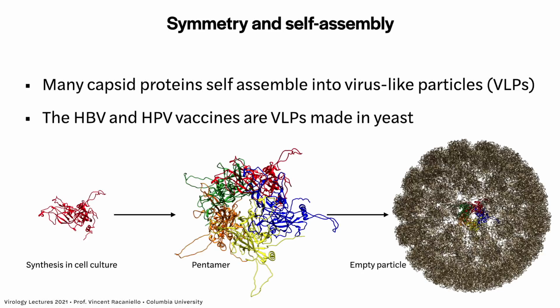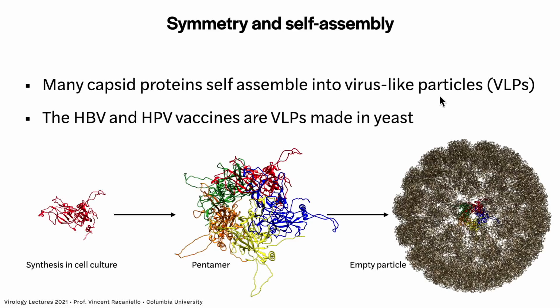And inherent in these rules is the fact that if you make these proteins, they will self-assemble because they fold and they interact with each other. And we have taken advantage of that. So many capsid proteins self-assemble into what we call virus-like particles, or VLPs. We call them that because they don't have nucleic acid in them.